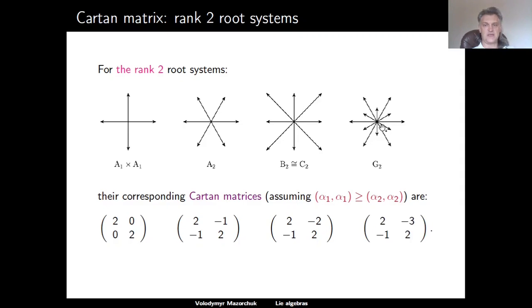The final root system, the basis of this root system consists of the following two vectors. So this is α1, this is α2. α1 is supposed to be longer. Again, since the basis vectors don't have the same lengths, the Cartan matrix will not be symmetric. So it has 2 on the diagonal, and minus 1 as one component outside the diagonal, and minus 3 as the other component. So these are the Cartan matrices of all rank 2 root systems.